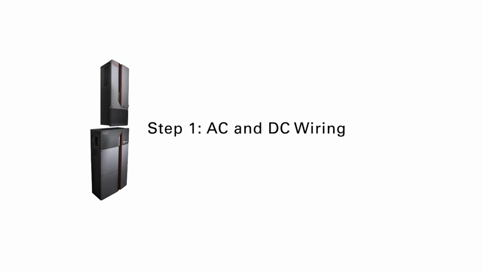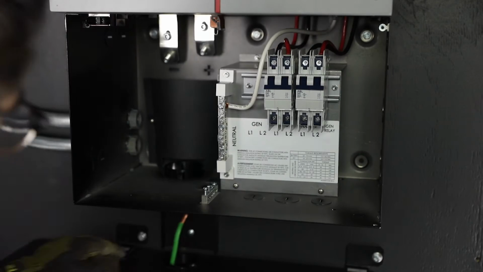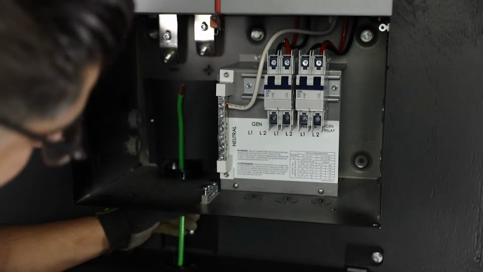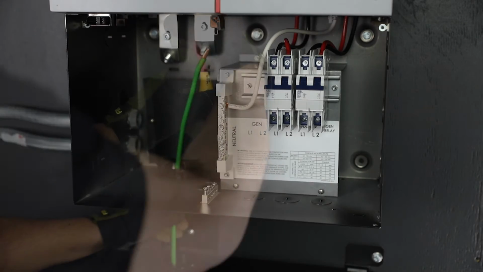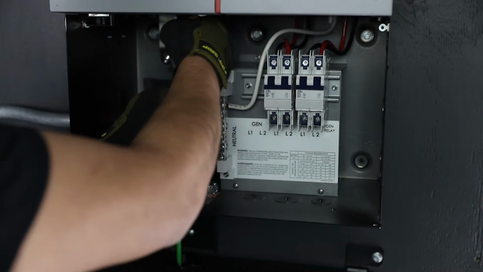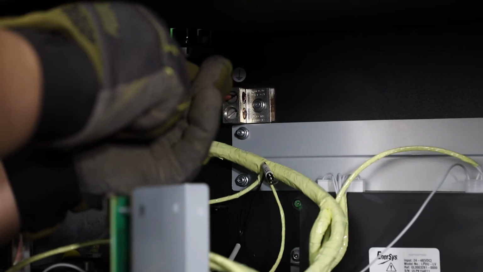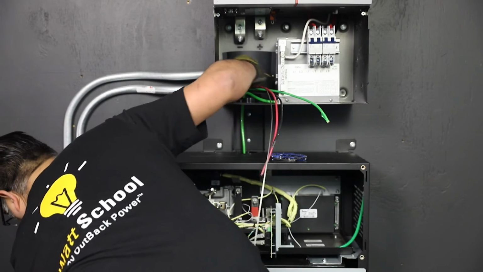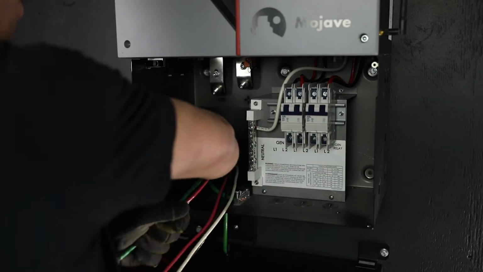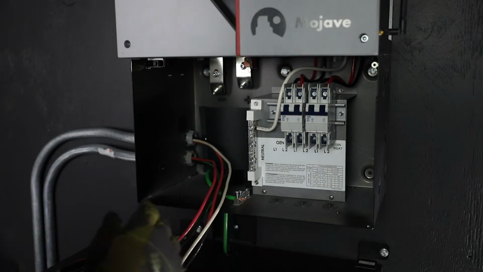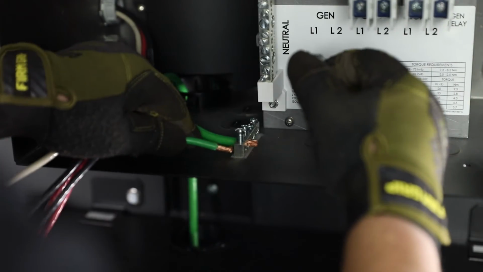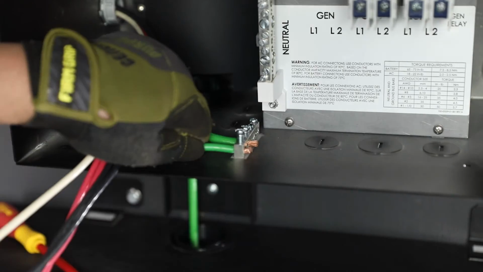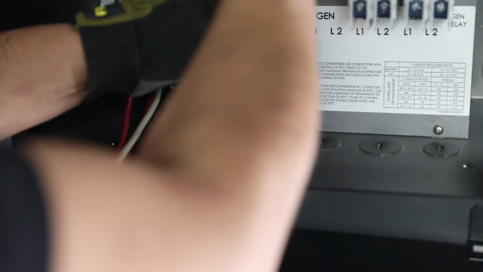Step 1. AC and DC wiring. Route the battery to inverter ground conductor, through battery, raceway, to inverter's grounding busbar, and connect. Bring external wires into the inverter's wiring compartment. Connect any other system grounding conductor to inverter's ground busbar.